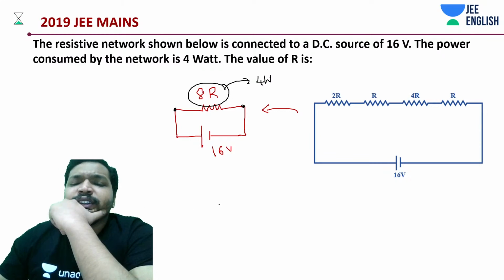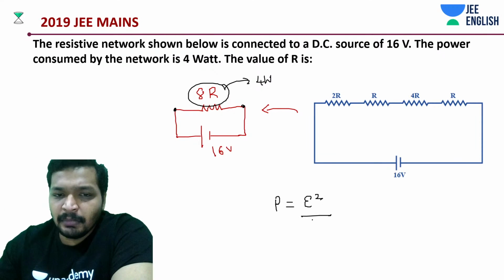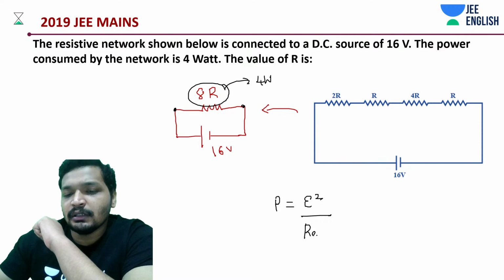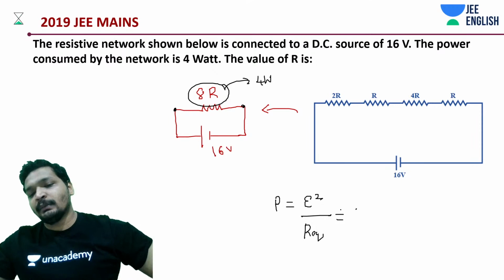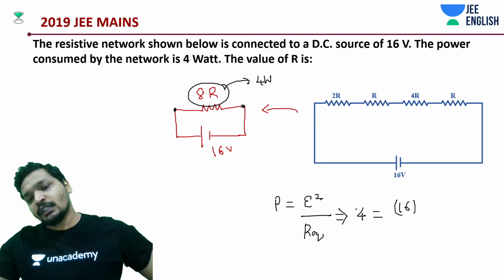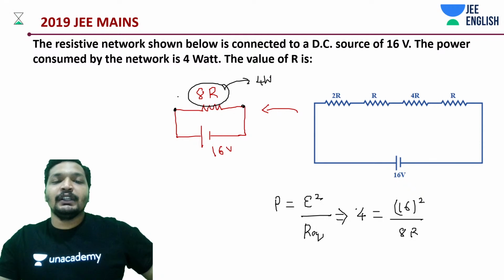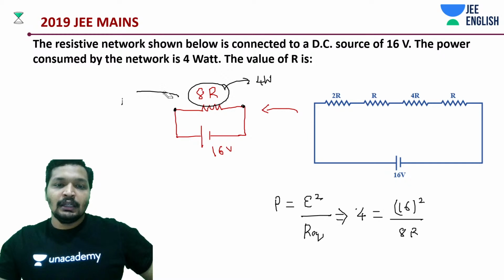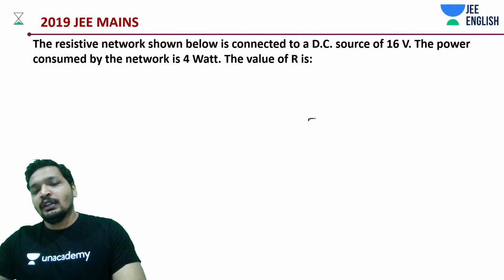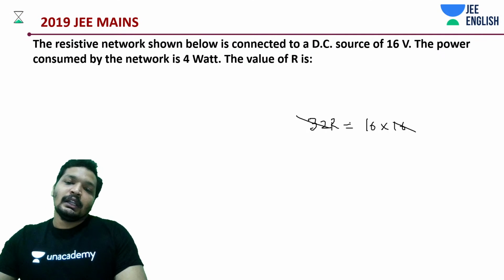We know that power is equal to EMF square, or V square, actually not even EMF square, terminal voltage square, right? That's the most appropriate thing, divided by R equivalent. That is going to be 4 watts. That implies 4 watts is equal to EMF, how much? 16 square divided by 8R. You will have something like 32R is equal to 16 square. That's basically simplification now. 32R is equal to 16 square, so that should be 8.